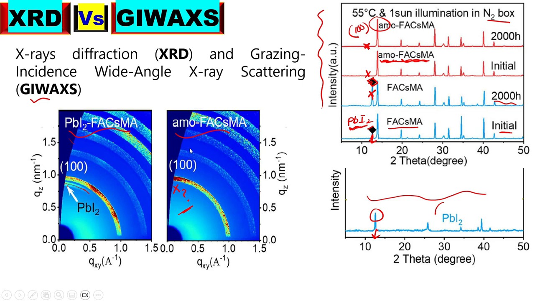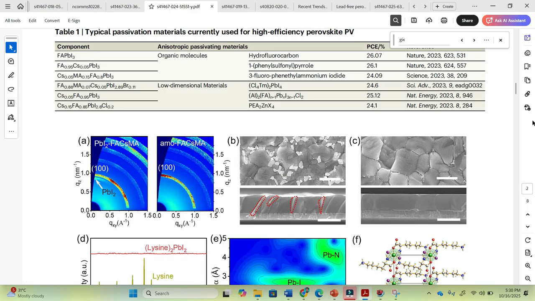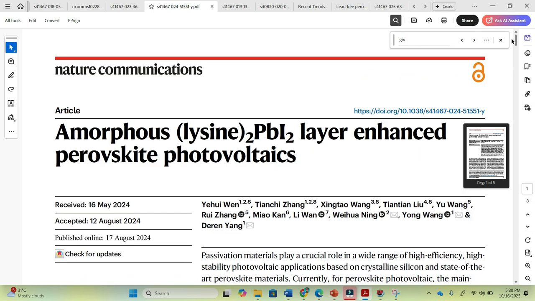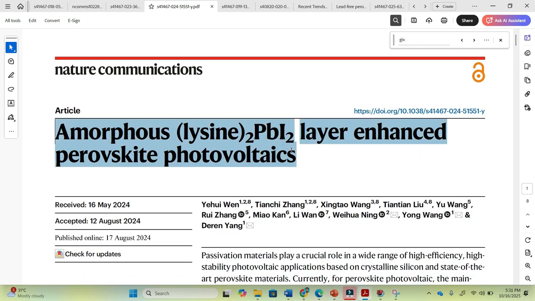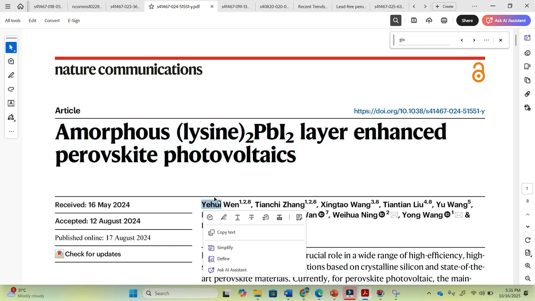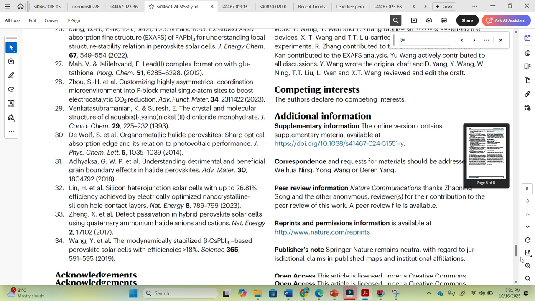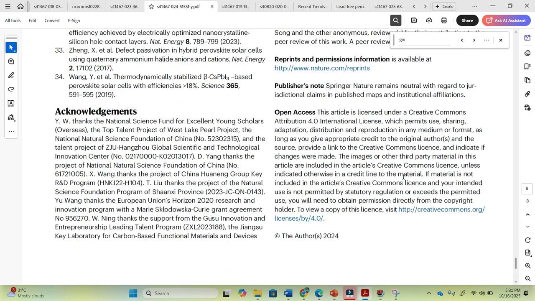These graphs I took from a paper published in Nature Communications. This is the title of the paper, by Yihu Wing et al., in 2024. This paper is published under a Creative Commons license 4.0, and this is the link to the license.